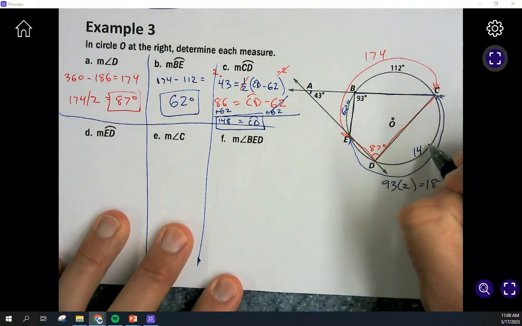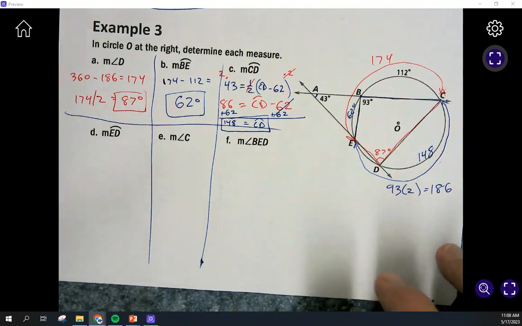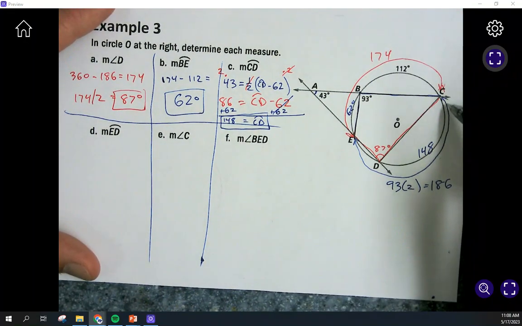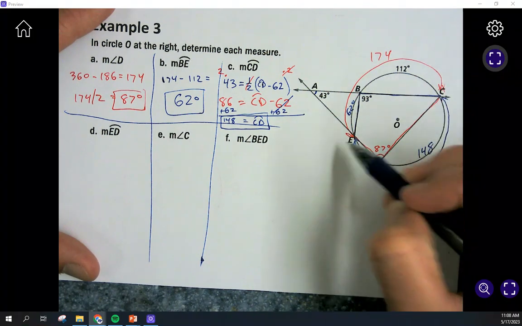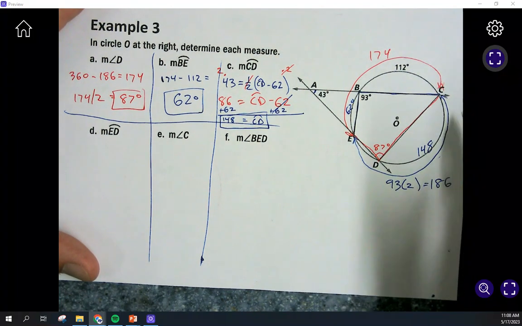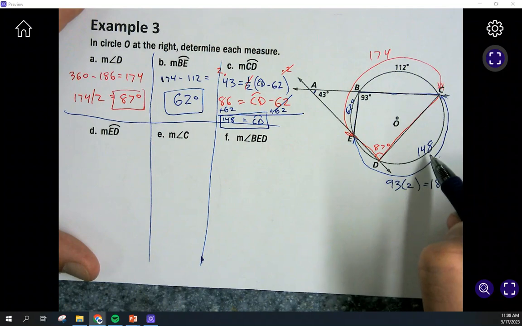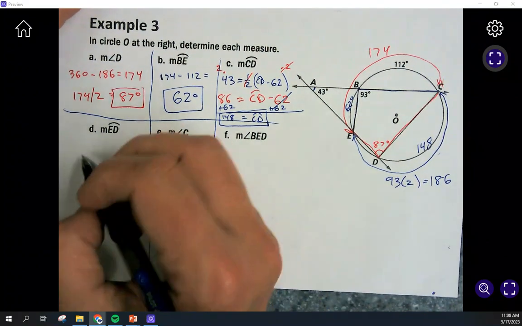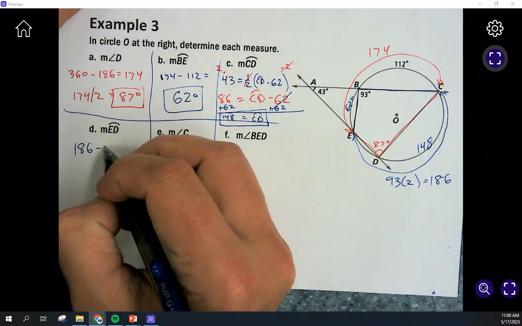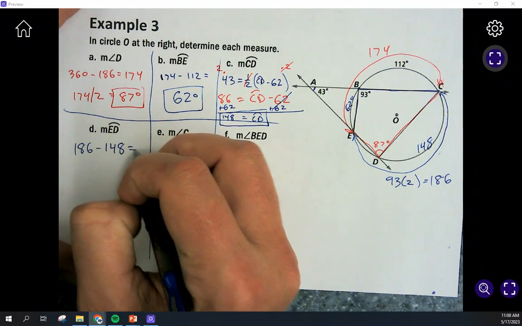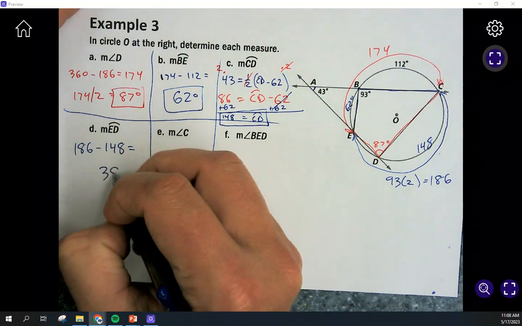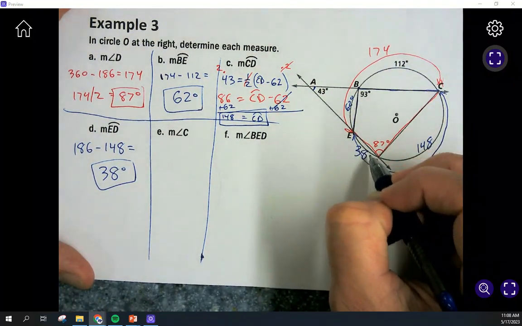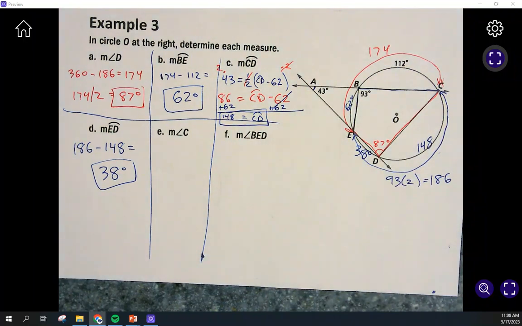Let's label it on the picture. Now to find ED, it's nice and easy. Because I've labeled my picture so well, I know that all of this arc from C to E is 186. I know from C to D is 148. I'm just missing this piece here. Together, they're going to add up to 186. So all I got to do is 186 minus 148, and I've got that piece, and it's 38 degrees. So this one is 38 degrees.